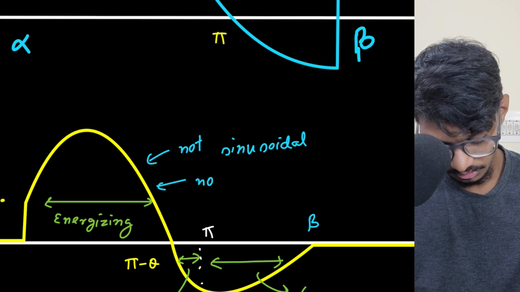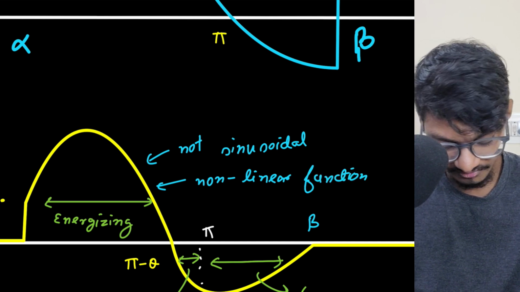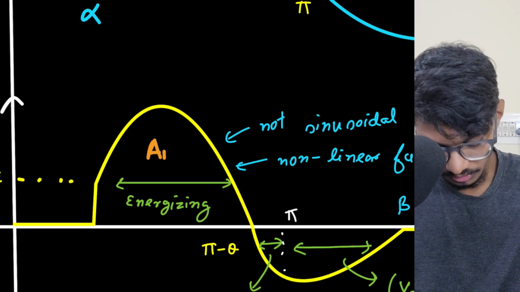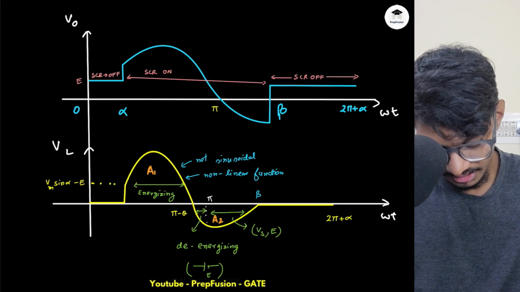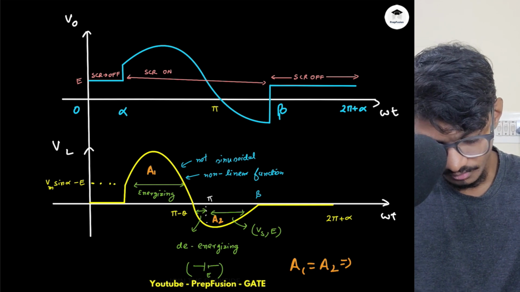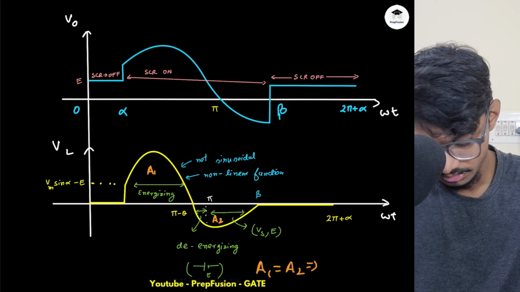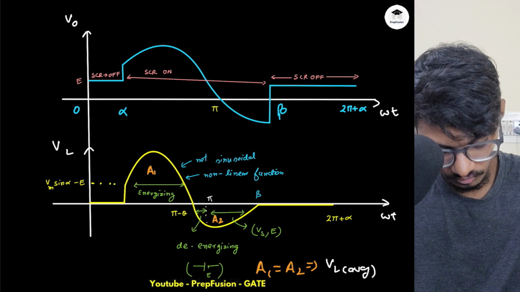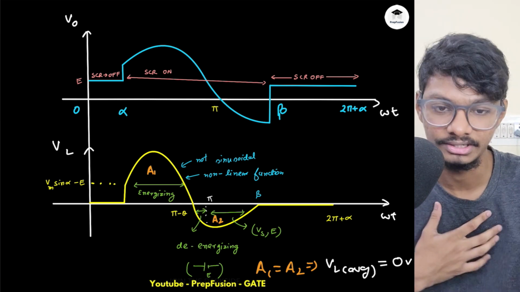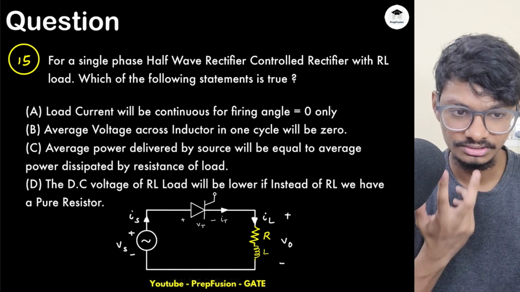But what I can definitely say is that if this area is A1, and if this area is A2, A1 will be equal to A2. Why? Because my overall inductor voltage, that is VL average, will be simply 0 volts. So this is the important point, and this is the plot. This type of question can be asked graphically. So let's solve the next question. There are two questions which are mainly theoretical here.